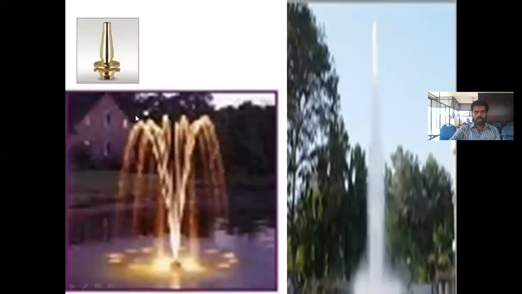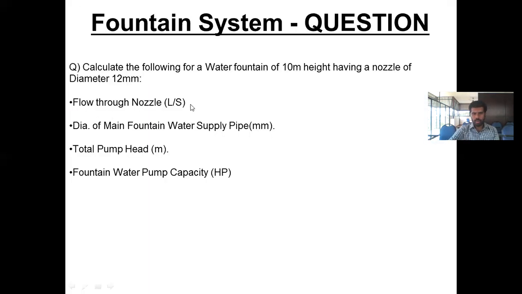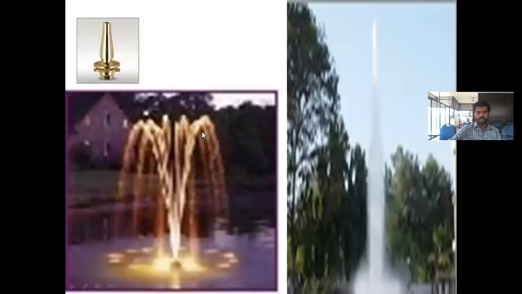So the first two are over. We found the flow through the nozzle. Then we found the diameter of the main water supply pipe. Correct. Now we have to find the total pump head. Total pump head, how many meters of height?